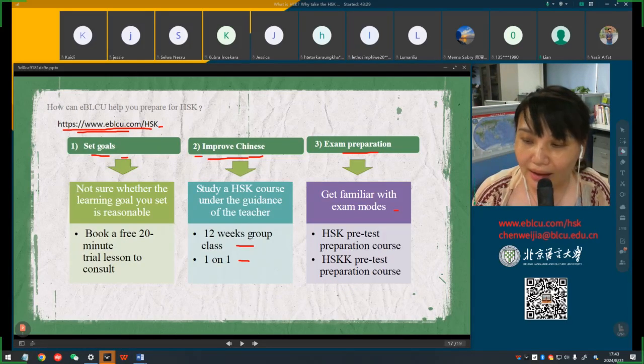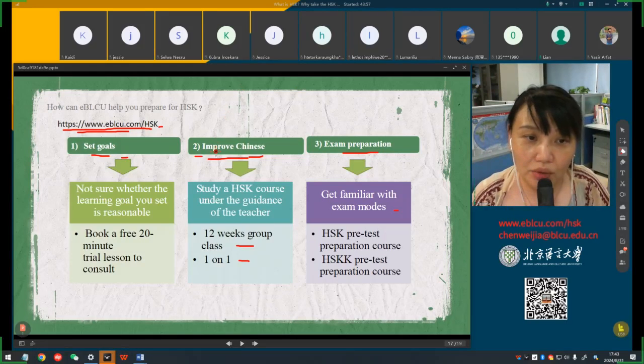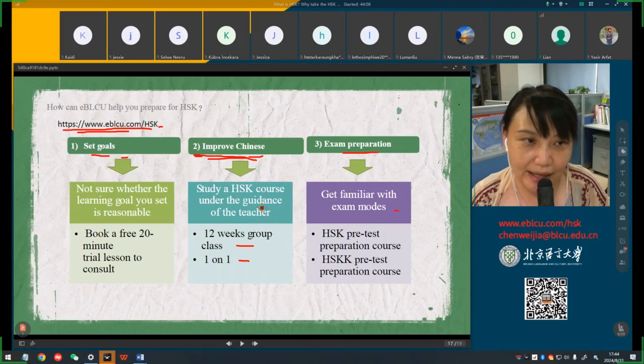But I want to emphasize again that the test preparation course is not a must. If you already have the Chinese level, the final test preparation is just to familiarize yourself with the test pattern. Our pre-test preparation course cannot help you improve your Chinese level in a very short period of time. What you need to do is number 2, improve your Chinese, set a long-term goal to study Chinese to that level, then you can take the test.